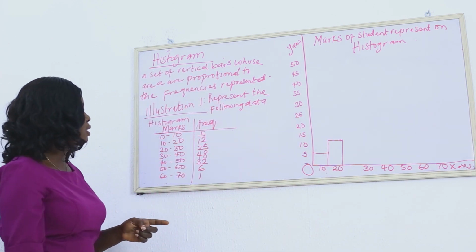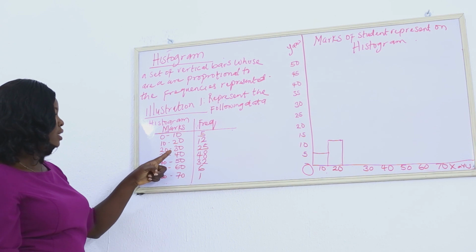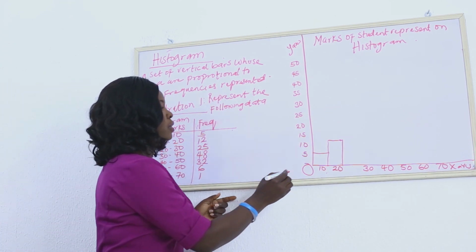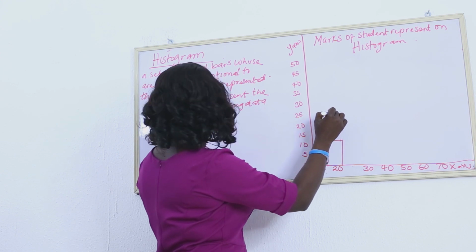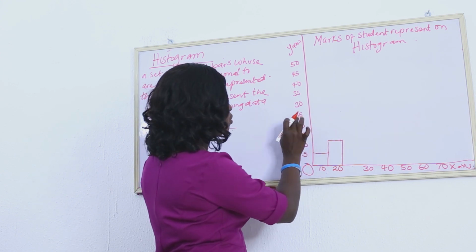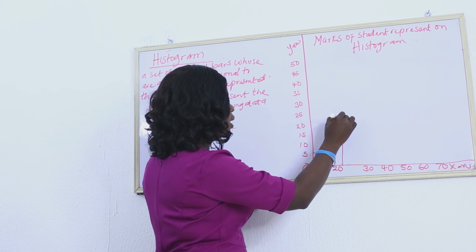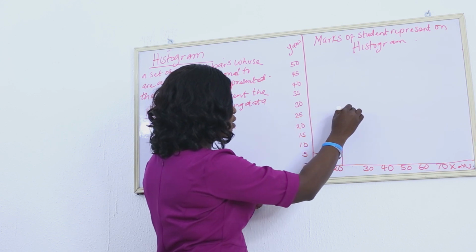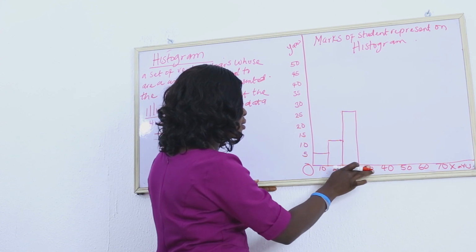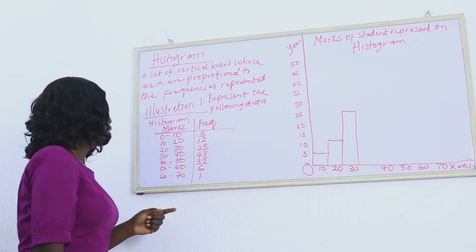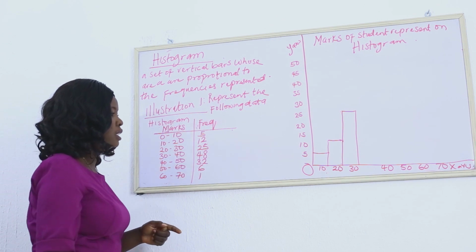10 to 20 is 12. 20 to 30 is 25. So coming to where 25 is, I mark out 25. So this represents 30. Then the next one says 30 to 40 is 48.